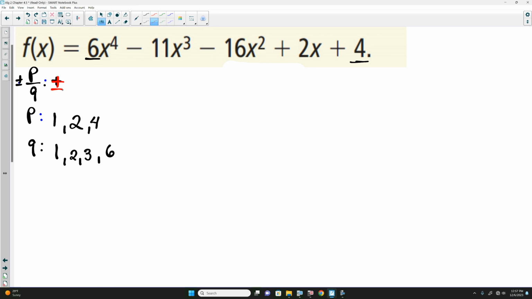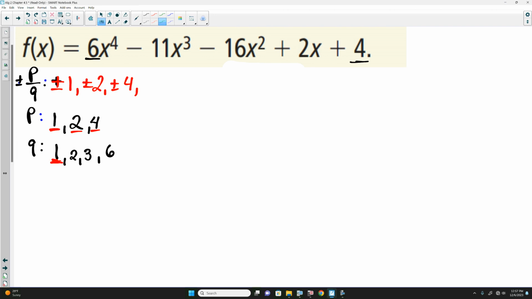And we always do include the plus and minus. So the first one, we're going to start with q being 1. So we're going to divide each of the values of p by 1. So we do 1 divided by 1 is 1. 2 divided by 1 is 2. 4 divided by 1 is 4. We do need the plus and minus because it could be positive or -1, positive or -2, positive 4 or -4. So we have these here.